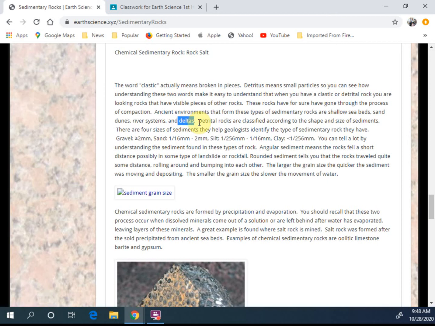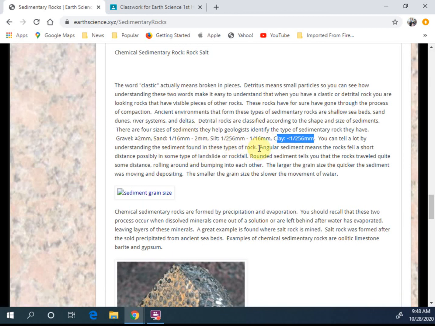These detrital/clastic rocks are classified according to shape and size. Very important to understand. As geologists, we use primarily four different sizes to help us identify these types of sedimentary rocks: gravel by that size, sand by this size, silt by this size, and clay by this size. If you need to pause this video so you can record these size measurements, you may do so now. You can tell a lot by understanding the sedimentary rock found with these types.